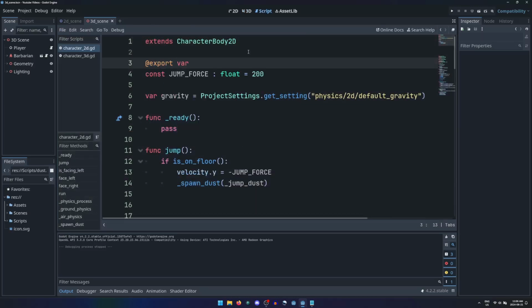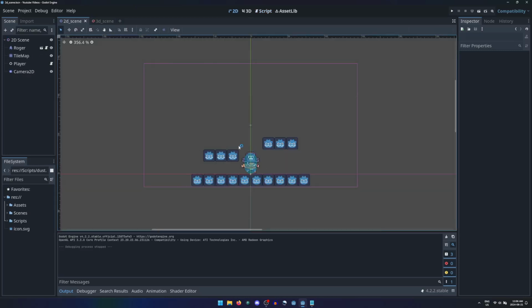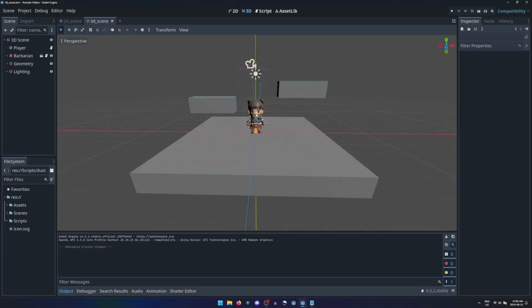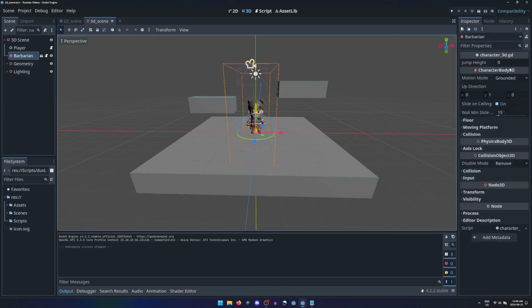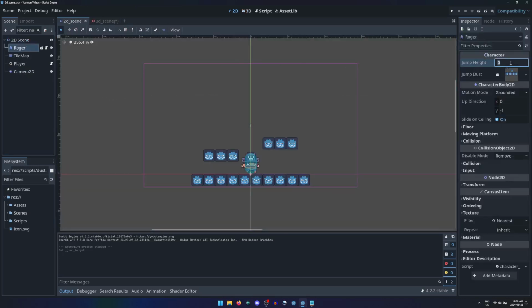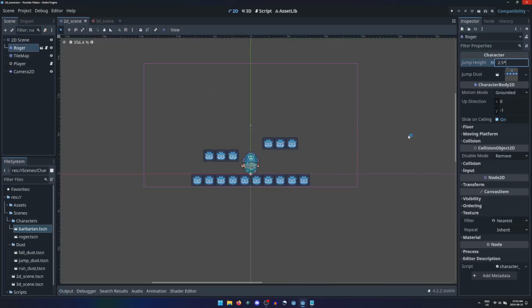Start by exporting a private variable for the character's jump height. I want my character to be able to jump onto the lower surface 2 meters up, but not be able to jump onto the higher surface at 3 meters. So I'll set their jump height to 2.5 meters in the inspector. In 2D, the height is defined in pixels, so I'll multiply 2.5 by 16 pixels, which is the pixel height of each tile here.